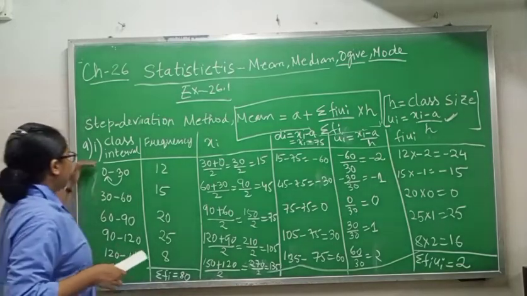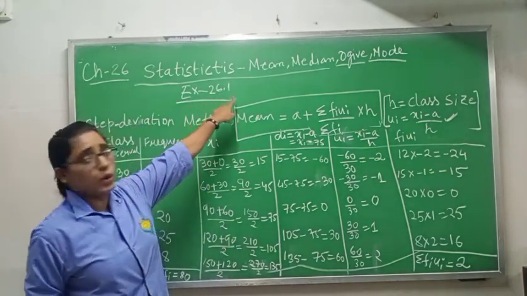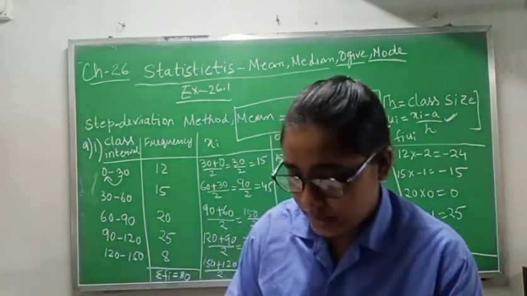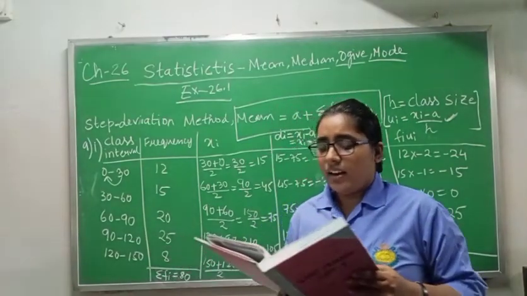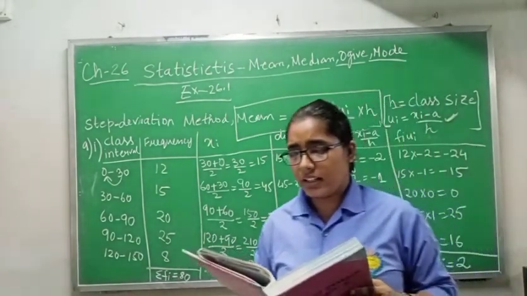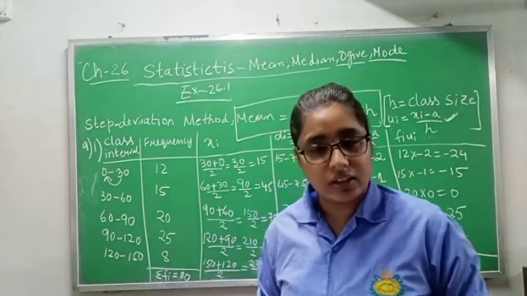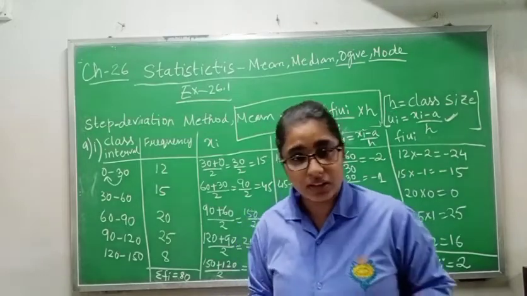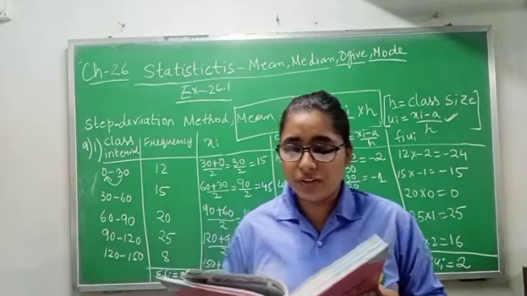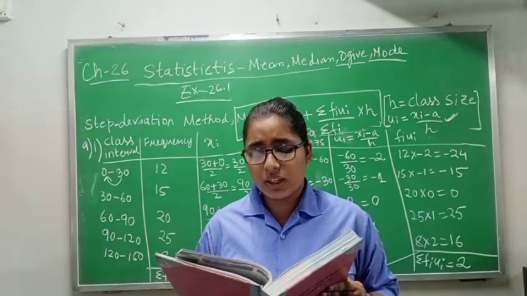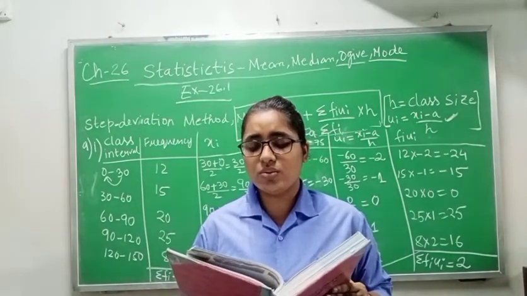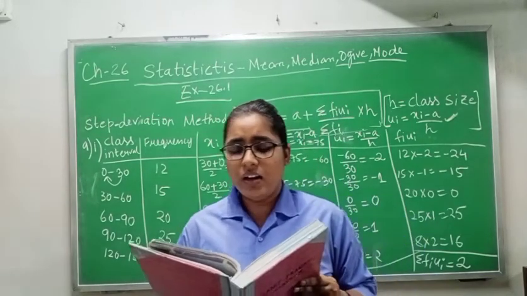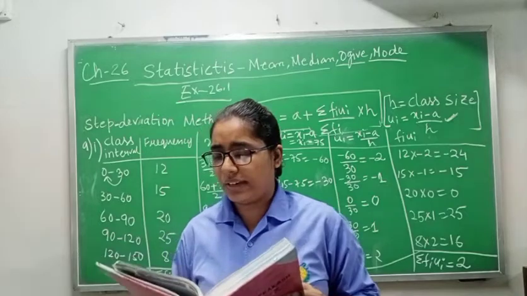Now see exercise 26.1, question number 9. First read question number 9. It is written in the question: find the mean of the following data by step deviation method. They are telling you to use the step deviation method for finding mean. Question Roman 1 has class intervals 0 to 30, 30 to 60, 60 to 90, 90 to 120, 120 to 150, and frequencies 12, 15, 20, 25 and 8.